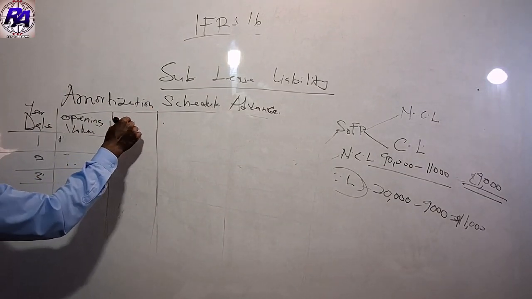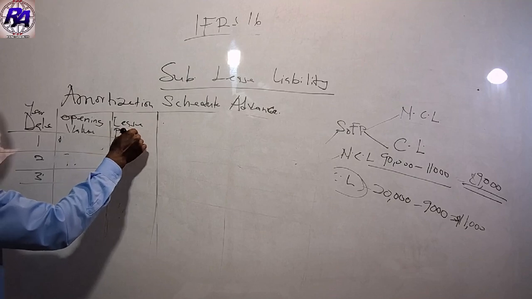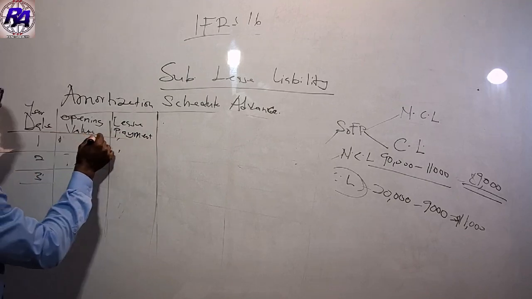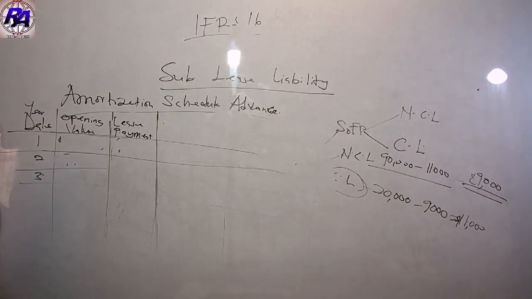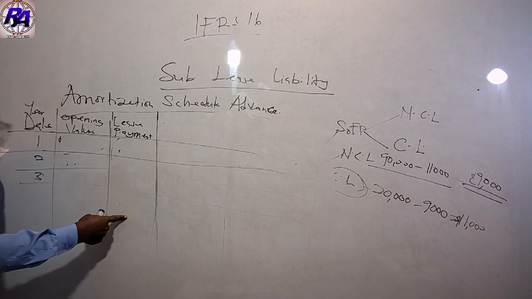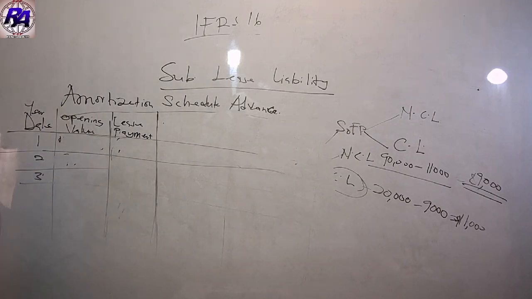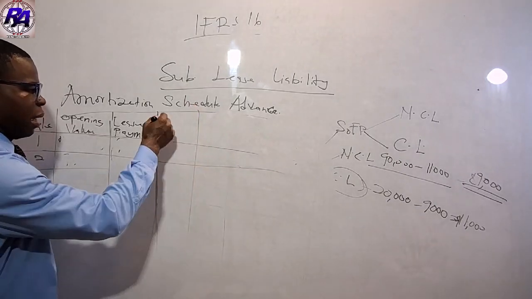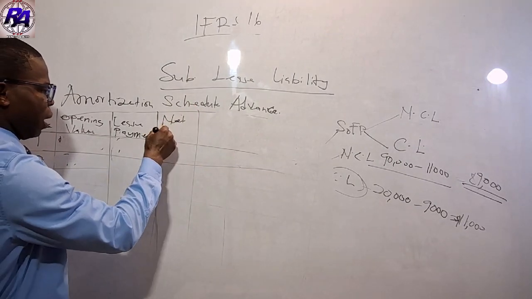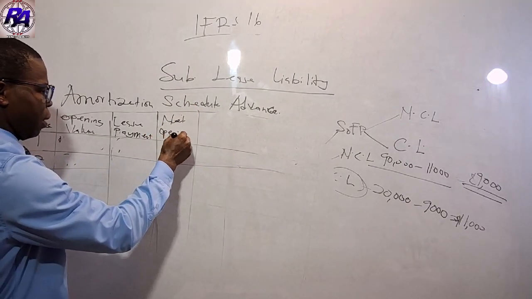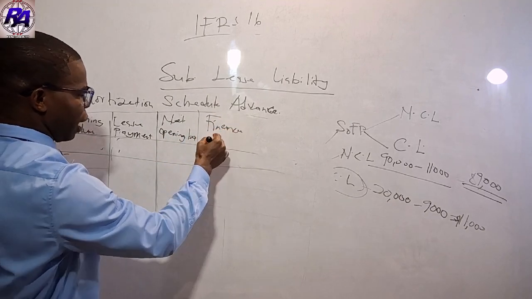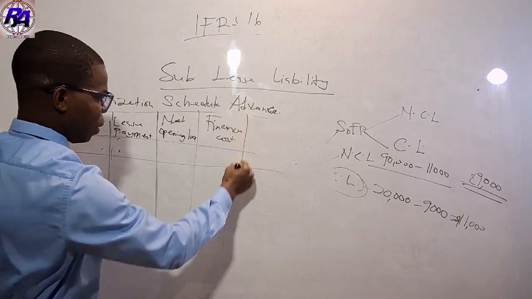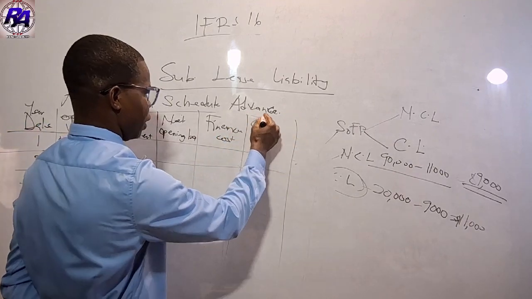lease payment. So the lease payment will come first, because the assumption is that you make payment at the beginning of the period. So your interest should not affect the payment you've already made. So if you are making payment at the beginning of the period, let's take away that payment before we charge our interest. So this will give us the net opening balance. Then we can now charge our finance costs. Then we can now get our closing balance.